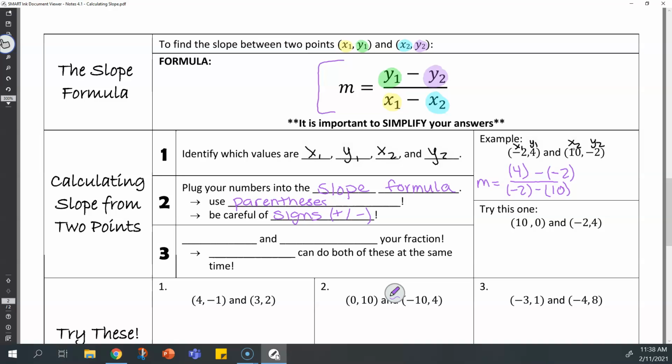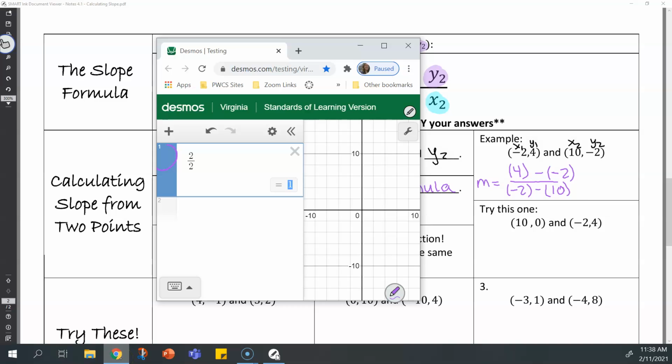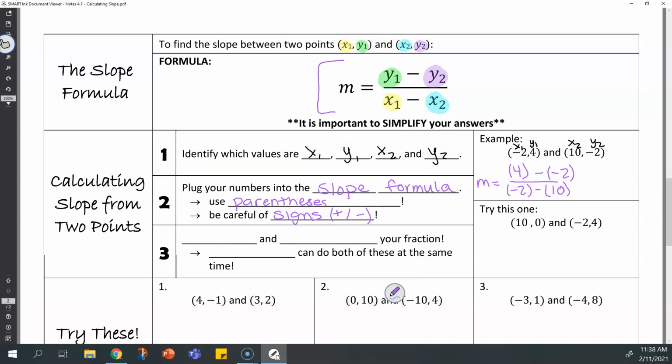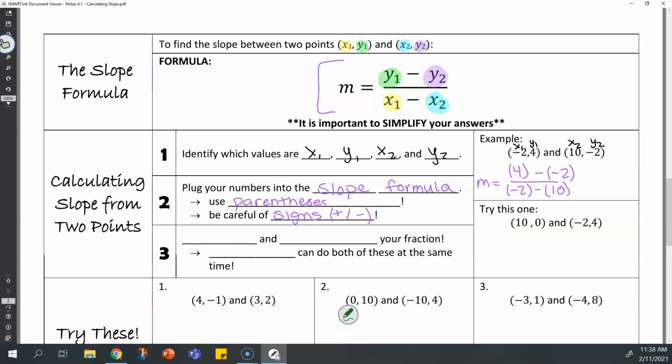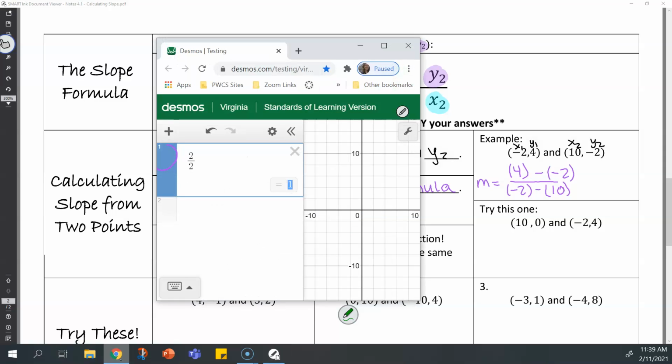Fortunately for us, all of this is the hard part of this process, because from here, I'm just going to evaluate and simplify my fraction. That's a really fancy way of saying calculate it out. But fortunately, we already know that Desmos will do this together at the same time. So all I have to do once I plug this in is then plug it into Desmos.